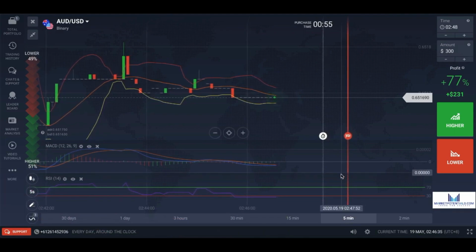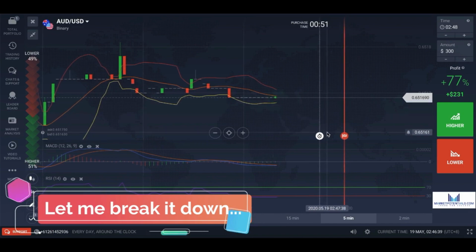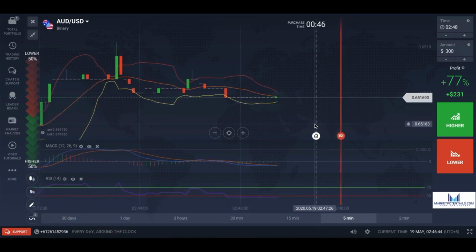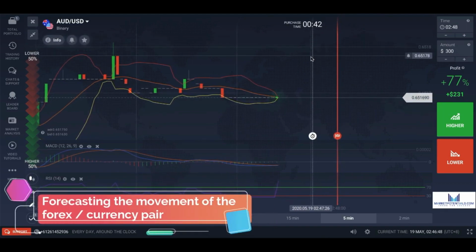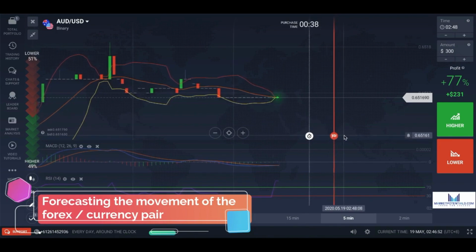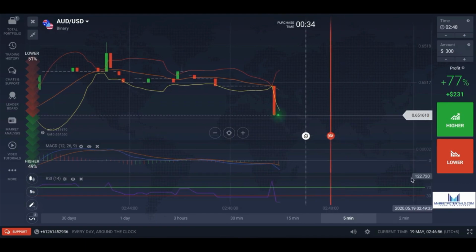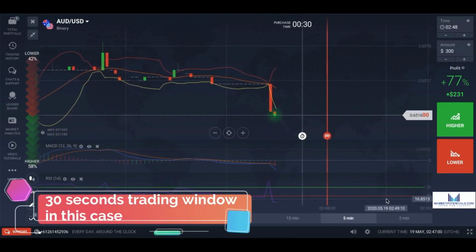Now, to put that in the clearest form possible, all I'm really doing is forecasting the price, the chart movement, between the times from here, the white dotted line, to the red line here. Now, that's exactly 30 seconds. So basically, the duration of a binary option trade is just 30 seconds, and that's it. Now I see a very nice drop there.